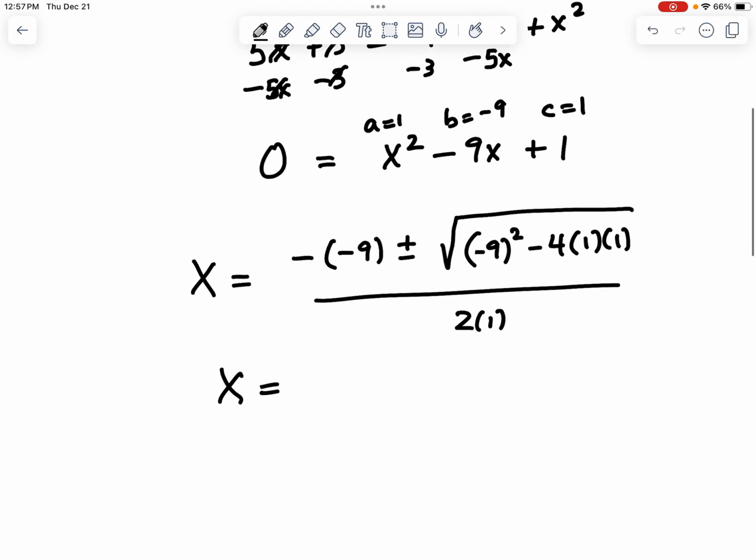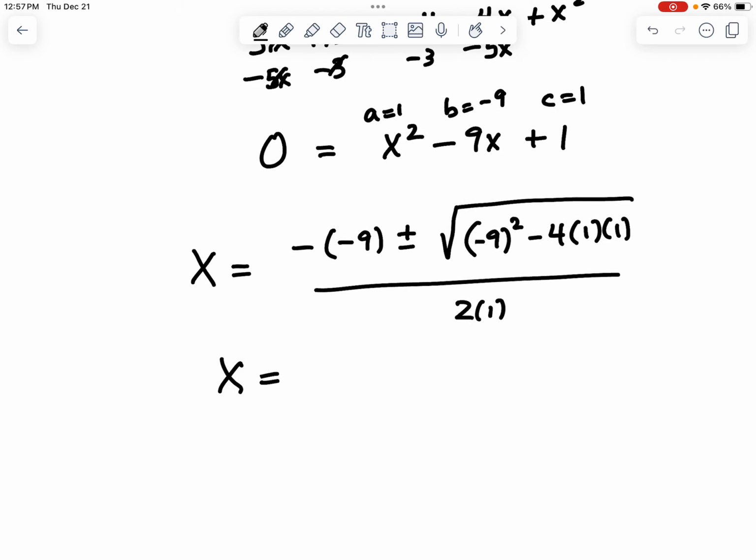So this is going to be negative negative 9 is positive 9, plus or minus the square root. Let's see, negative 9 squared means 81 minus 4. 81 minus 4 is 77. And then I don't know the square root of 77 in my head, so I need to use a calculator for that.